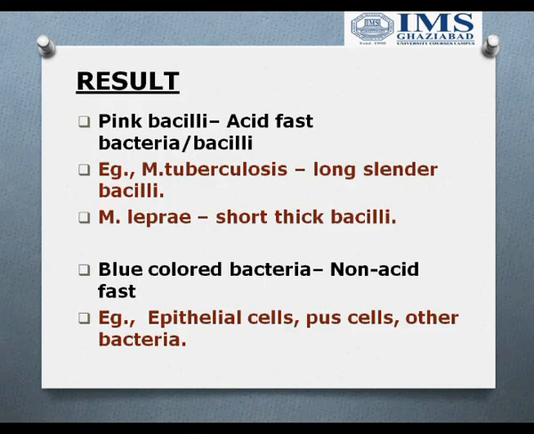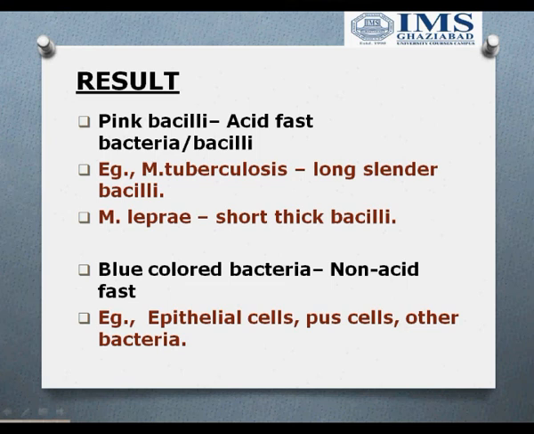Result. When we study it under the microscope, there are two types of colony we are able to see. If the bacteria appear pink in color, it means they are acid fast bacteria or bacilli. Example, Mycobacterium tuberculosis, which will look like long cylindrical bacilli, or Mycobacterium leprae, which is short thick bacilli.